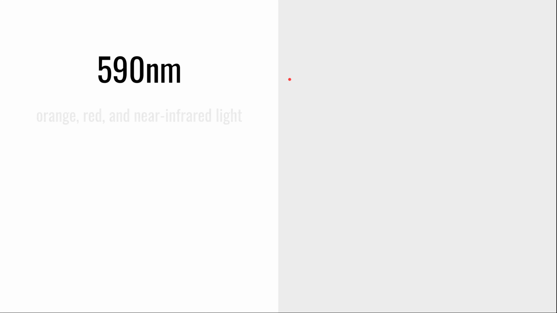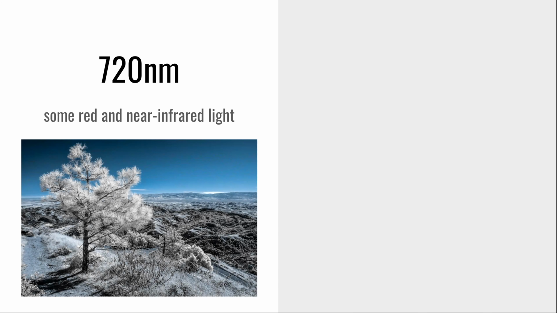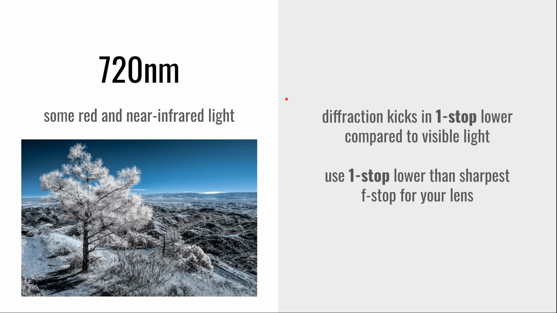So at 590 nanometers, remember 590 nanometers is orange and red parts of the visible spectrum plus near infrared light. At 590 nanometers, diffraction is going to kick in somewhere between 1/3 to 1 stop lower compared to visible light. You're going to want to use 1/3 to 1 stop lower than the sharpest f-stop for your lens. For me, I use a full stop just because I'm trying to avoid the effects of diffraction altogether. When it comes to 720 nanometers, this consists of a sliver of red light plus near infrared light. So diffraction is going to kick in a full stop lower compared to visible light. So you're going to want to use 1 stop lower than the sharpest f-stop on your lens.